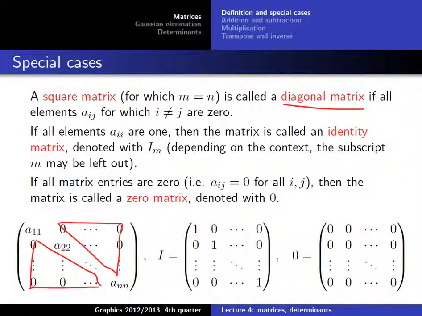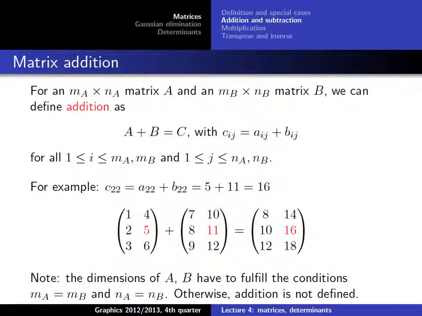That comes from the situation where all the values in the diagonal are 0, and then of course if the other values are also 0, we have only 0 values in this matrix, and we call this the zero matrix, or sometimes also the null matrix. So these are just some straightforward definitions of special types of matrices.